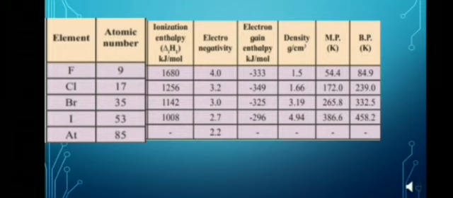Now, if you see the density, the density of halogens increases on moving down the group. And halogens have low melting and boiling points. The melting and boiling points increase on moving down the group.